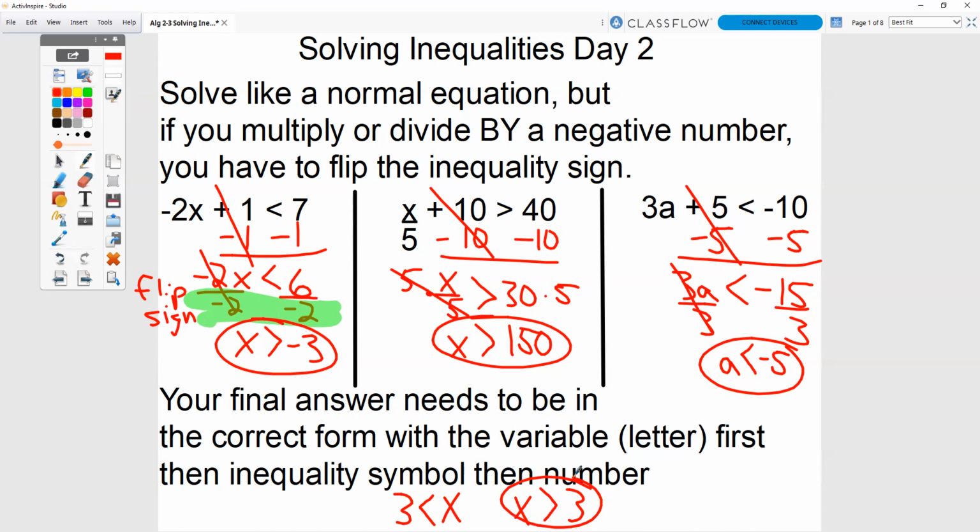If it wasn't or equal to, just going to add it at the bottom here, it would stay an or equal to. So less than or equal to would become greater than or equal to, and vice versa for less than and greater than. But the letter has to come first, then the inequality sign, then the number. If you flip it around, you got to flip everything around.